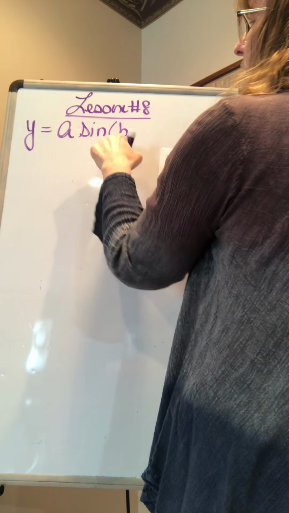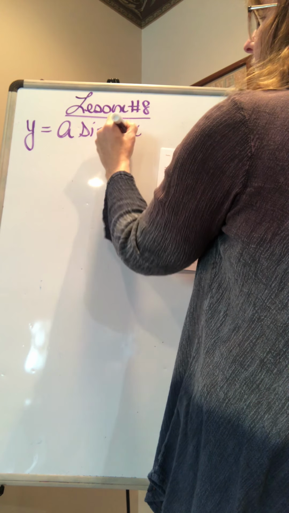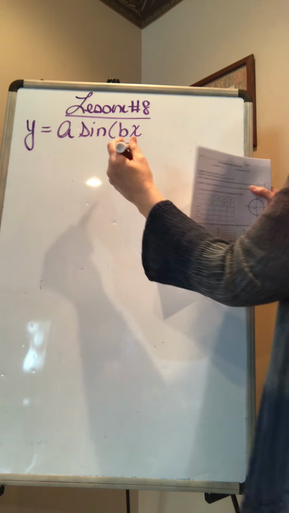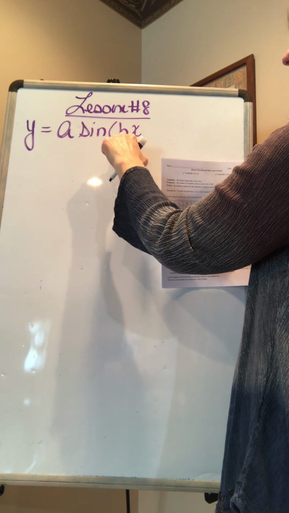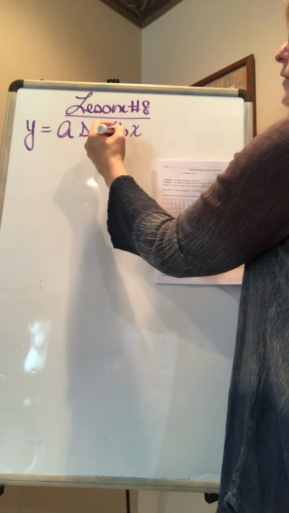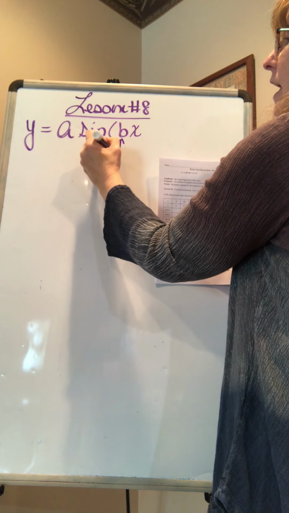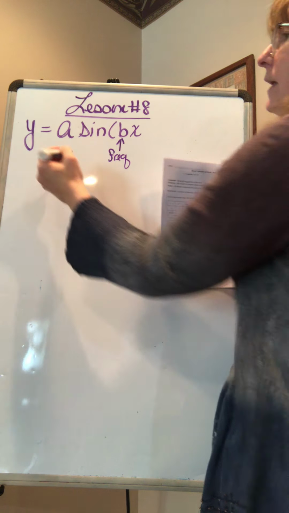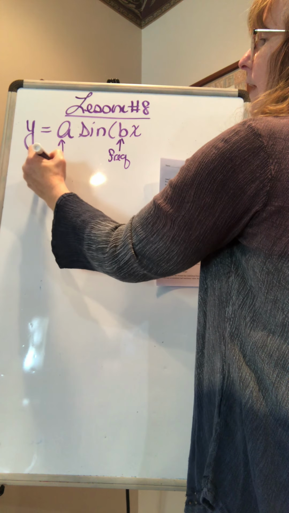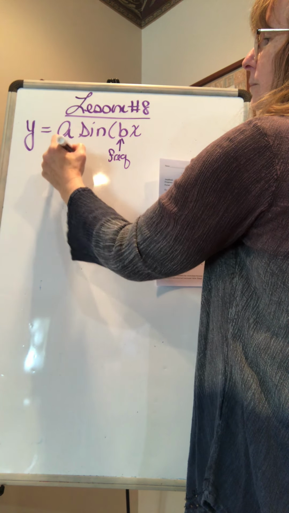And the frequency will be a number in front of the x, and that's going to tell us how many full curves we see between 0 and 2 pi. So this is the frequency, and frequency here means what frequency means anywhere, how many. And the height is the amplitude.